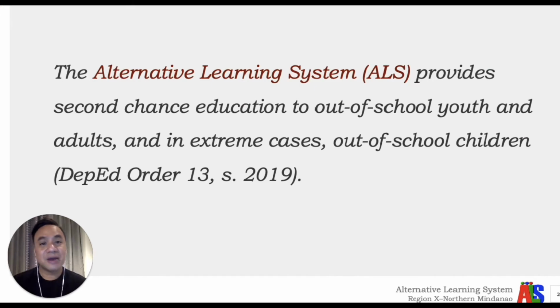As a backgrounder, the Alternative Learning System is a parallel system of DepEd that provides second chance education to our out-of-school youth and adults, and in extreme cases, out-of-school children, with flexible learning options. In ALS, we provide a basic literacy program which focuses on writing, reading, and counting, as well as the continuing education program for our elementary and junior high school learners.